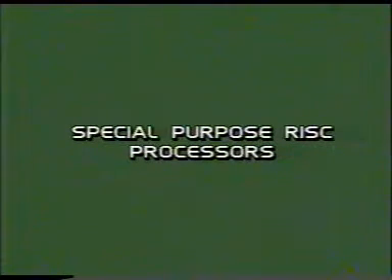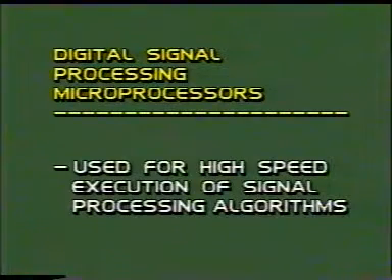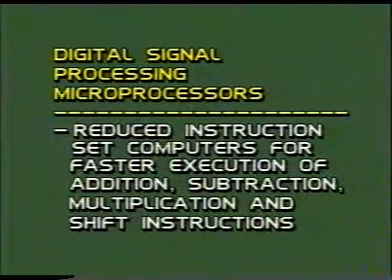There are special purpose RISC processors. For example, digital signal processing microprocessors. These DSP chips can perform FIR filtering, fast Fourier transform, etc., as needed in real-time signal processing applications. These processors can perform addition, subtraction, multiplication, and shift operations with the help of special purpose functional elements such as hardware multiplier and barrel shifter at a very fast speed.